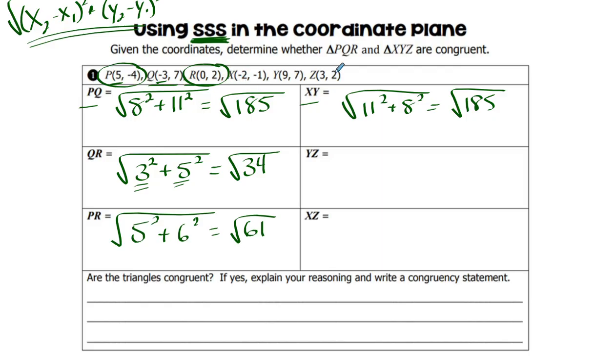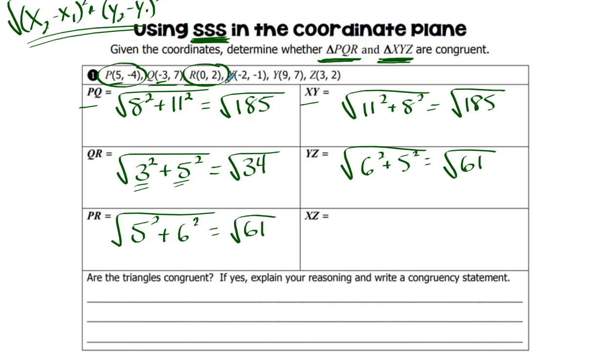Now from Y to Z, from 9 to 3 is 6. From 7 to 2 is 5. Add those together, we get 61. So that's actually going to match up with PR, and that's an important thing that we notice here. The order that they're given here is not always going to be the order that we're going to write our congruency statement in. So just because it says it's PQR and XYZ here, those letters aren't actually corresponding. P doesn't correspond with X, Q doesn't correspond with Y, so we don't want to write our congruency statement in that order.